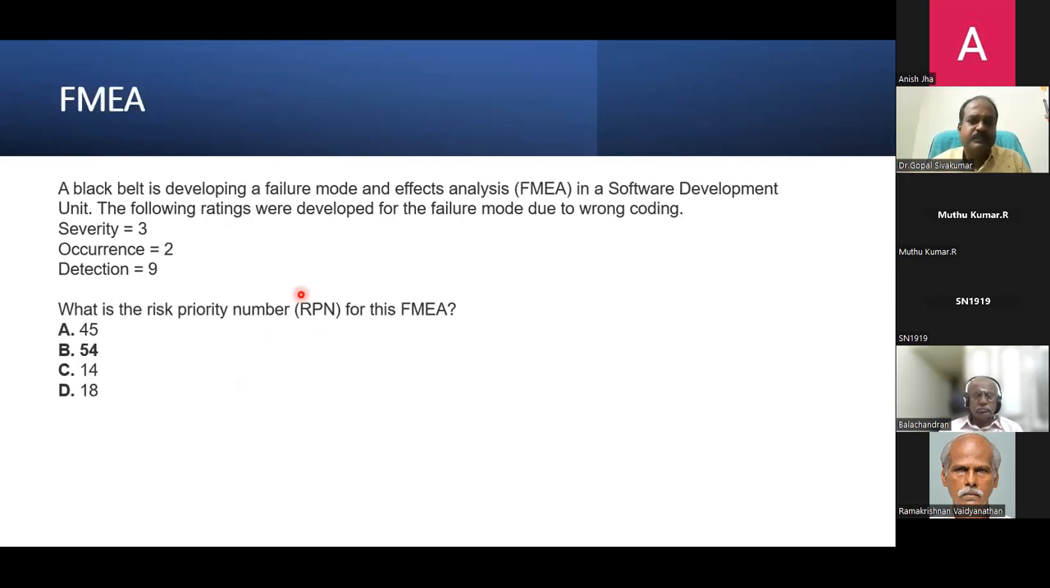You just multiply the severity rank, occurrence rank, and detection rank. All the three you multiply. That is called RPN. What does RPN stand for? Risk priority number. What is the prescribed value? Industry standard is it should be less than 100. Some companies keep 120, 110. Anyway, in this case they are just asking us about the RPN, which is 54, which is nothing but the product of all the three numbers.